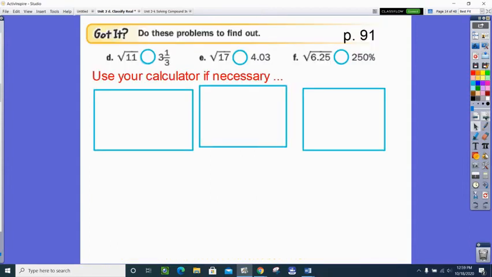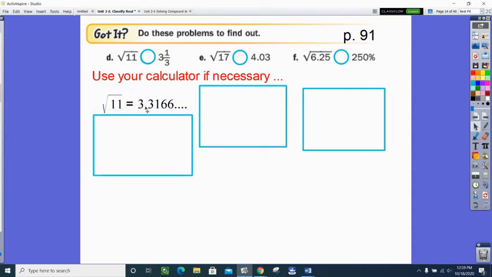Okay, so your turn on page 91. I'm going to ask you to pause the video. You're going to use your calculator if you need to. Remember to hold out the number of places so that you can make an accurate comparison. And when you're set, come back and let's see how you did.